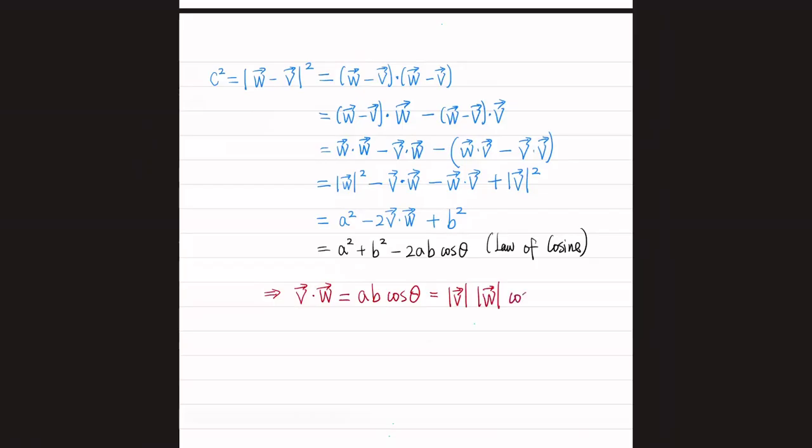This is what we want. The dot product of two vectors is the product of their norms and the cosine of the angle between them. We have this formula.